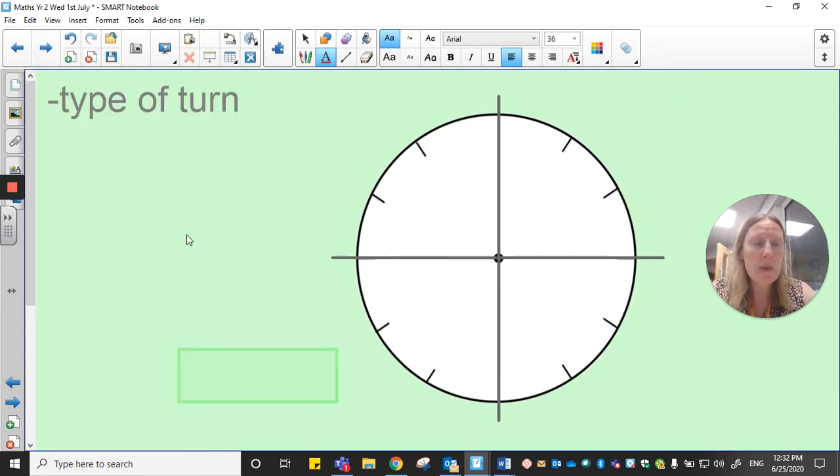So the second thing that we described when we're talking about tones, we've talked about direction. We're now talking about the type of tone. Now, again, if you look at my clock, I've added some lines to it. Have a think about why you think I've added those lines. What have I done to this clock?